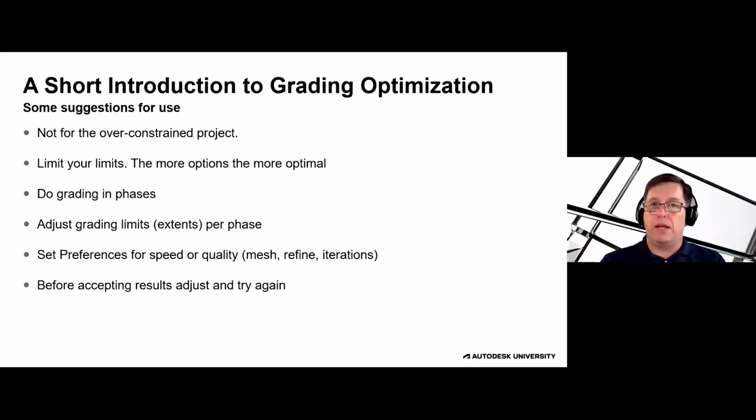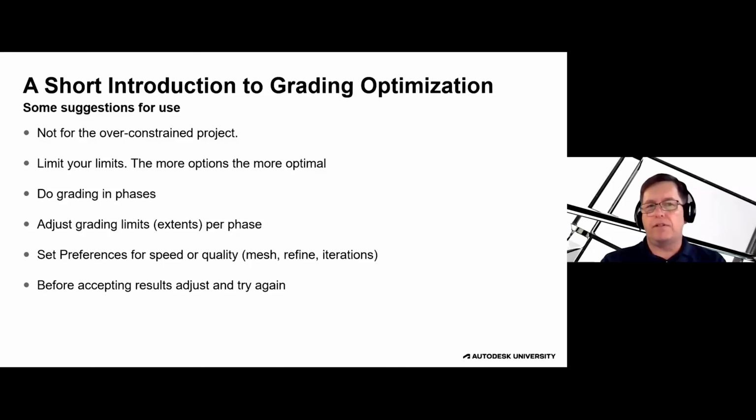In terms of grading in phases, you'll want to adjust the grading limits or the extents of the grading. That is, we're going to start off with the grading limits on the outside edge, but then move it into that more localized area. And you can have more than one grading limit. You just have to turn them on and off as you go between the areas that you're working in.